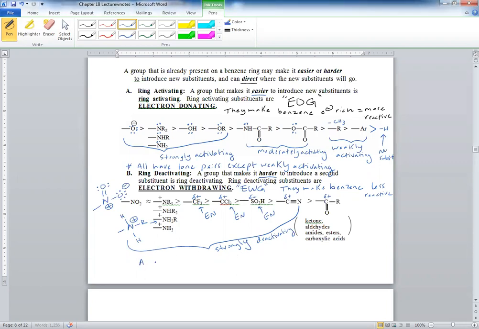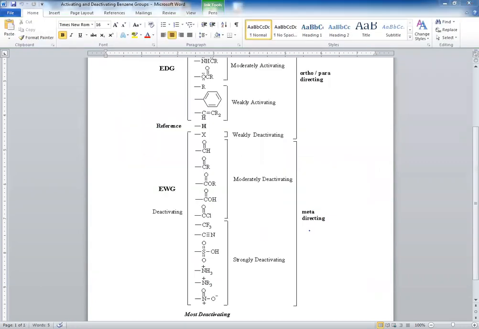Once again, let me write this down. All have partial positive or full positive charge on the atom directly attached to benzene. So instead of giving benzene electron density, they're taking away electron density from benzene. That's why the benzene is less reactive. Very well.